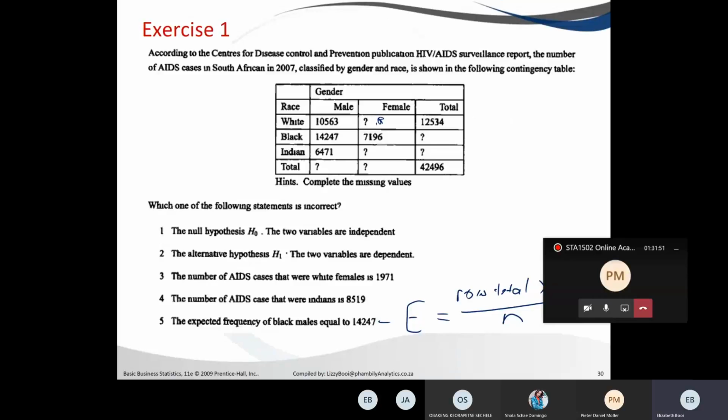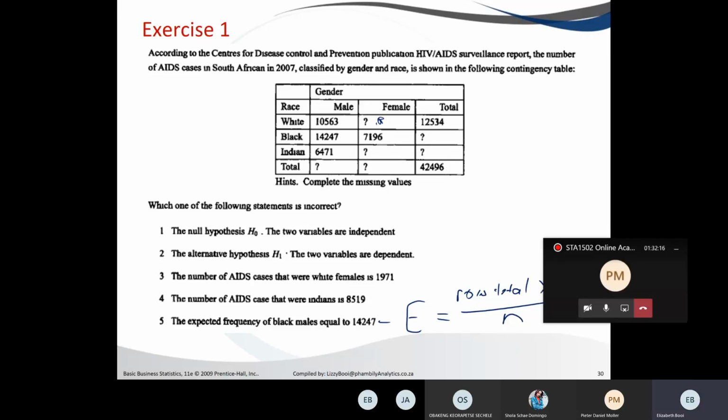Number 3 is correct, because 12,534 minus 10,563 will give us 1,971. So 12,534 minus 10,563 will give us 1,971. So that is also correct.